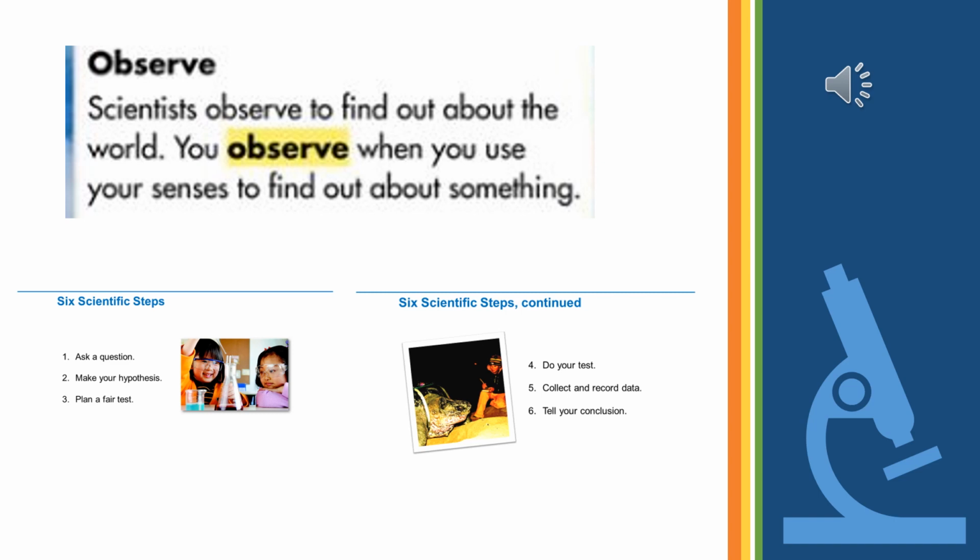Very nice. And let's remember too about the scientific method, the steps of the scientific method. Number 1, they ask a question. 2, make a hypothesis. Can you remember the meaning of hypothesis? Yes, of course, I trust you. Number 3, they plan a fair test. 4, they are doing their tests or the experiment. Number 5, they collect and record data, to finally draw conclusions.